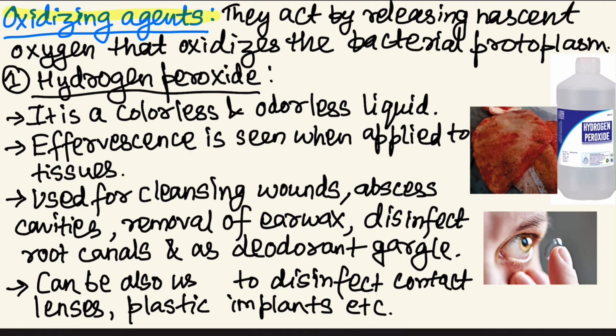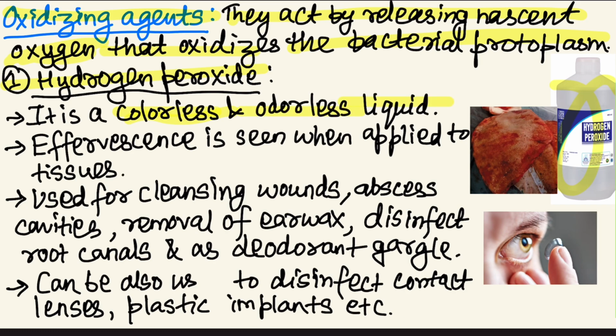Next, we have oxidizing agents. They act by releasing nascent oxygen, which oxidizes the bacterial protoplasm, that is the cytoplasm plus the nucleus. Under this, we have hydrogen peroxide and we also have potassium permanganate. Hydrogen peroxide is very commonly used. It is a colorless and odorless liquid.